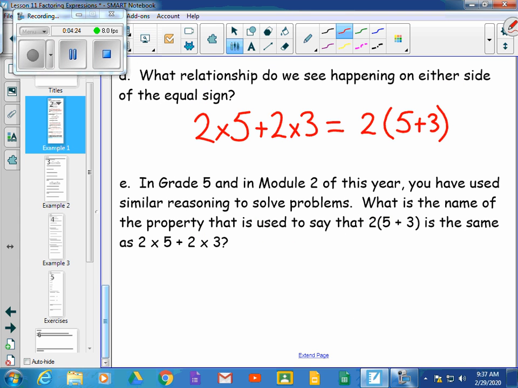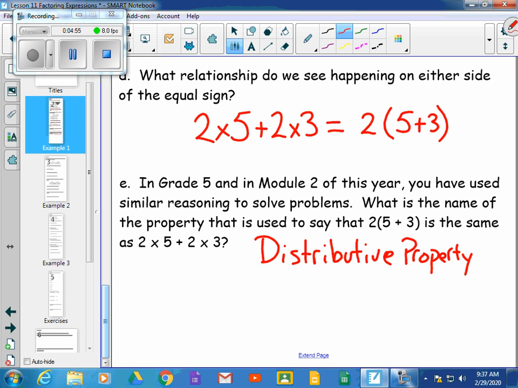Finally, in letter E, it says in grade 5 and in module 2 of this year, you have used similar reasoning to solve problems. What is the name of the property that is used to say that 2 times the quantity 5 plus 3 is the same as 2 times 5 plus 2 times 3? We can say that is the distributive property. So in this module, we are going to use the distributive property to change and find equivalent expressions that involve multiplication and addition.